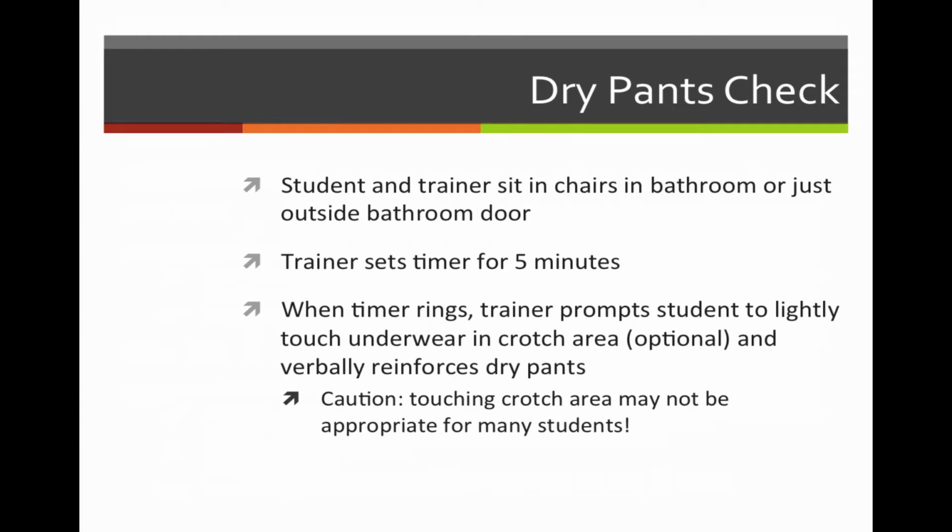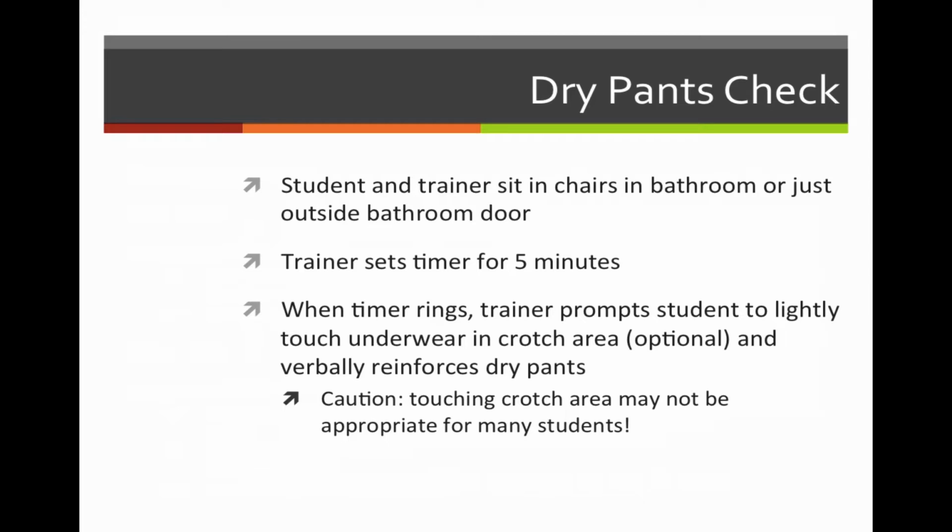So the dry pant check, you can see why you need additional chairs. Student and trainer sit on chairs in the bathroom or just outside the bathroom door. Trainer sets the timer for every 5 minutes. When the timer rings, trainer prompts student to lightly touch underwear in the crotch area, optional, and verbally reinforces dry pants. Touching the crotch area might not be appropriate for many students, particularly if we're also working on students keeping their hands to themselves. Perhaps they are already touching themselves too much. That might not be appropriate.